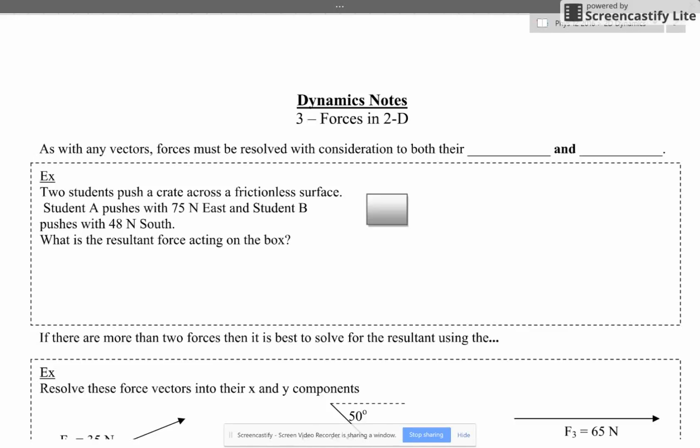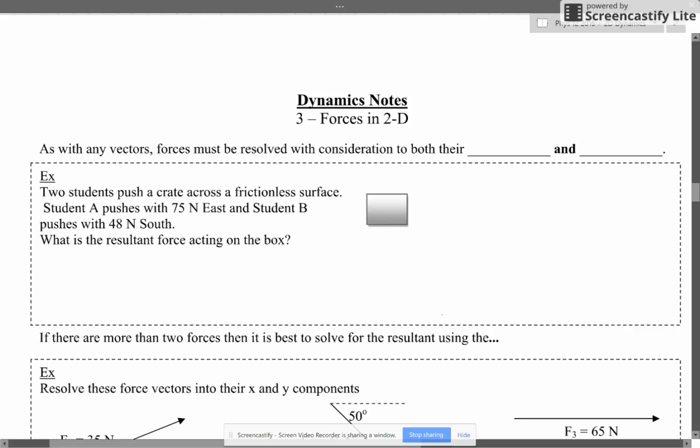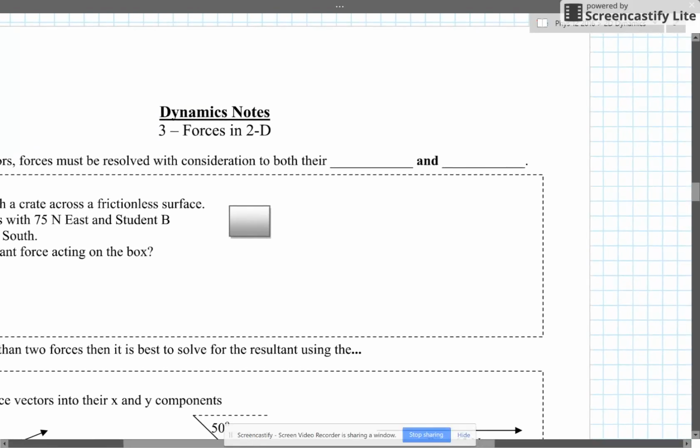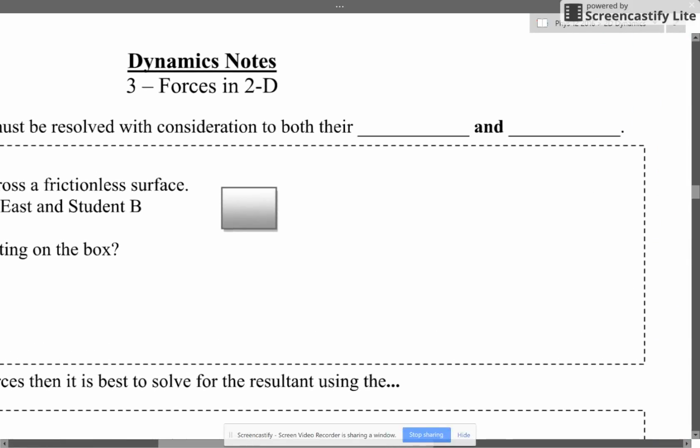Okay, so this is the second part of today's class where we're going to look at forces in 2D. So basically just breaking components. It's a lot like what we did in kinematics, but with forces this time. So force is a vector. Therefore, we need both the magnitude and the directions.